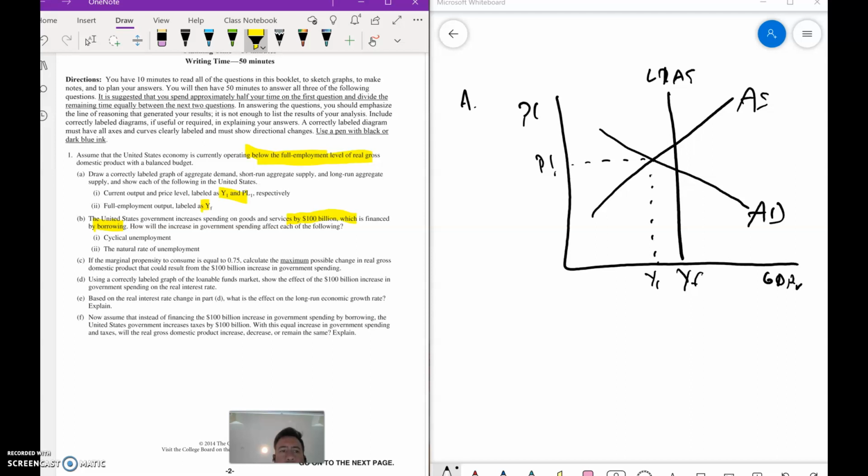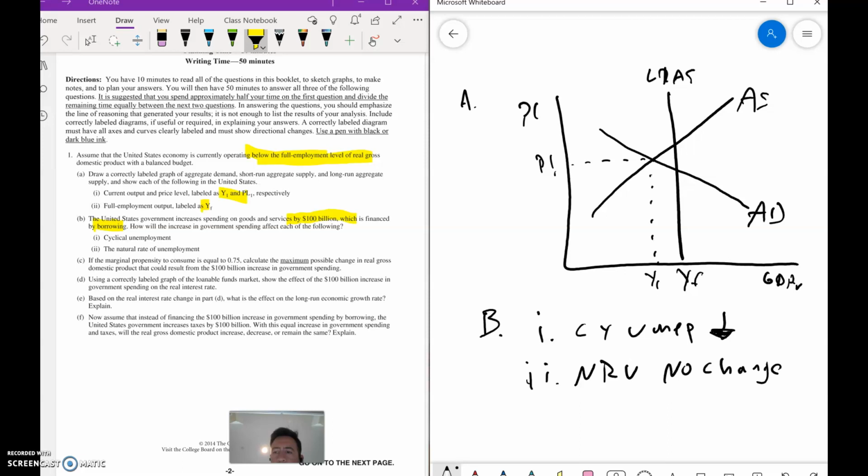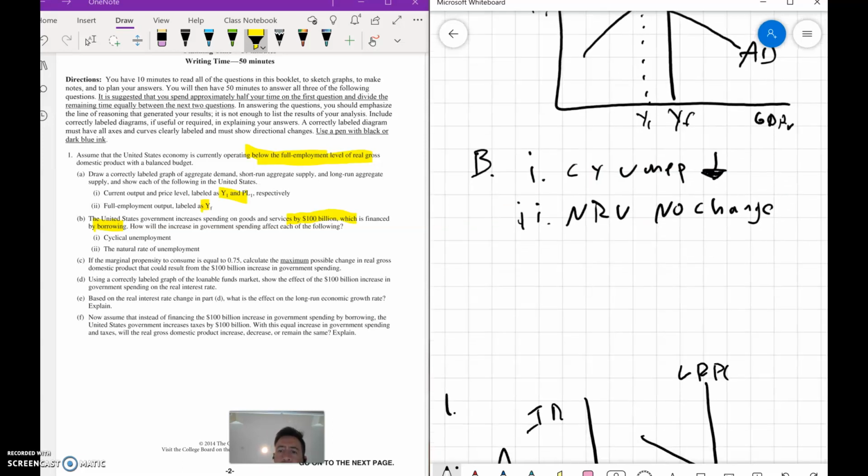Cyclical and NRU. We'll come back over here. We have B. B1, you should correctly say that cyclical unemployment will decrease. Remember, that's the bad unemployment. So we would go from here to here. Why? Because aggregate demand is going to increase because of the government spending. For 2, that's your trick question. And for NRU, you should put no change. Why is it no change? Because remember, that's the NRU and nothing is changing there because there's no shifter.